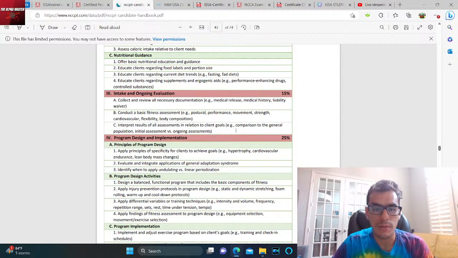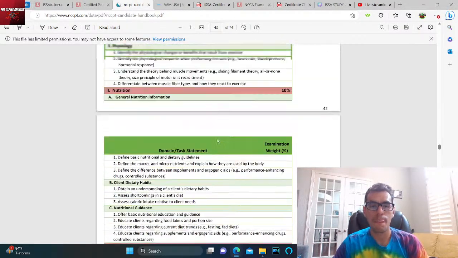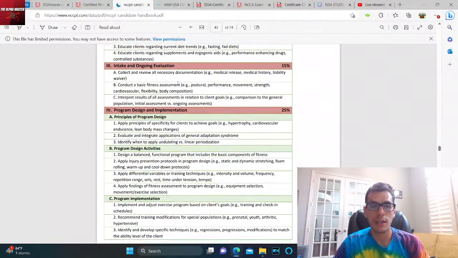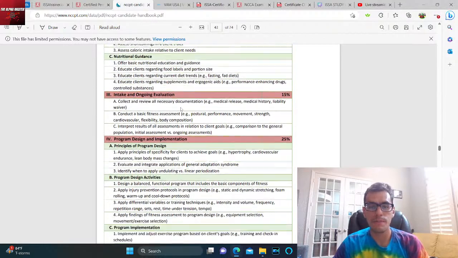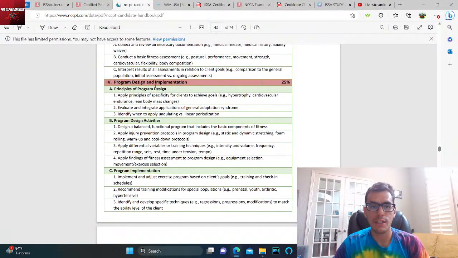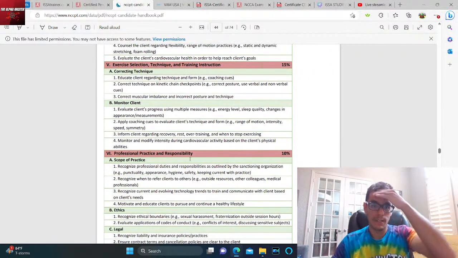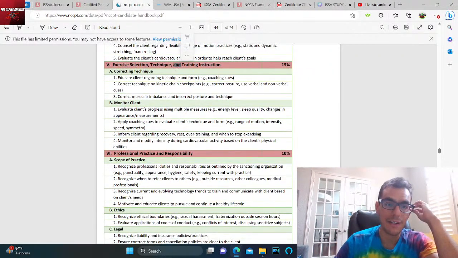Like the comparison to the general population, the initial assessments versus the ongoing assessments. So we definitely went over a lot of information. We finished all of the applied sciences and all of the intake and ongoing evaluation. Program design and implementation, we started it. So exercise selection, technique, and training instruction, that's going to be chapter 13.